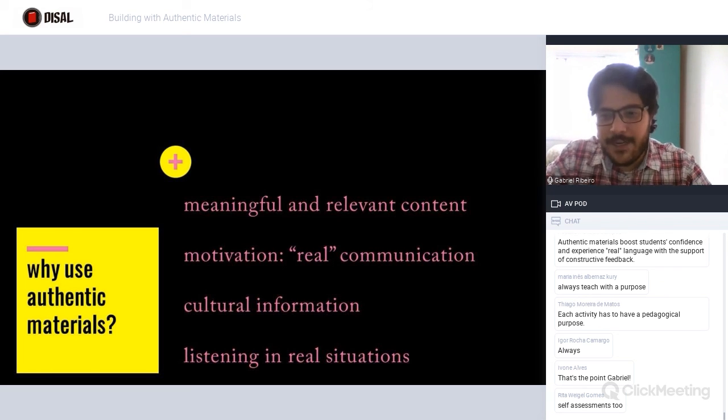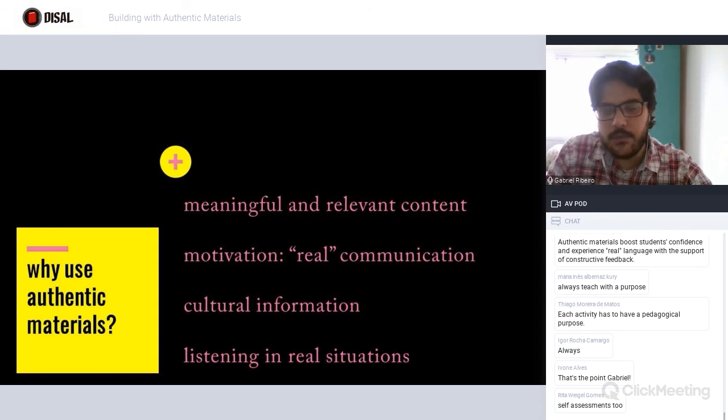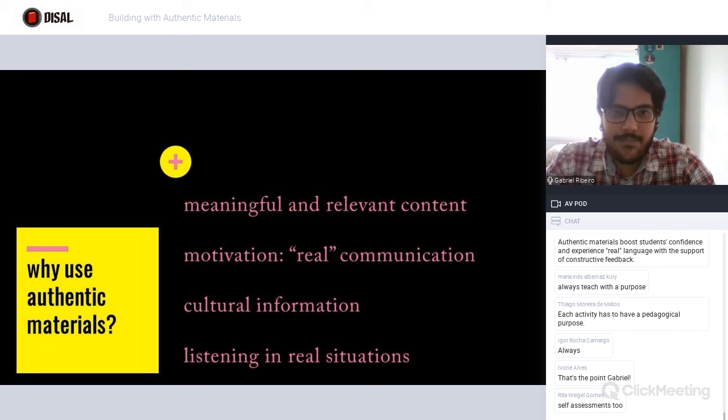We need to have a pedagogical purpose for everything, absolutely. This is something that I made this mistake many times in the past. Giving students a video for the sake of giving them a video. We're watching a movie because we're watching a movie. And I mean, I'm not saying that they're not getting anything out of it, but they are getting a lot less than they could be, right?